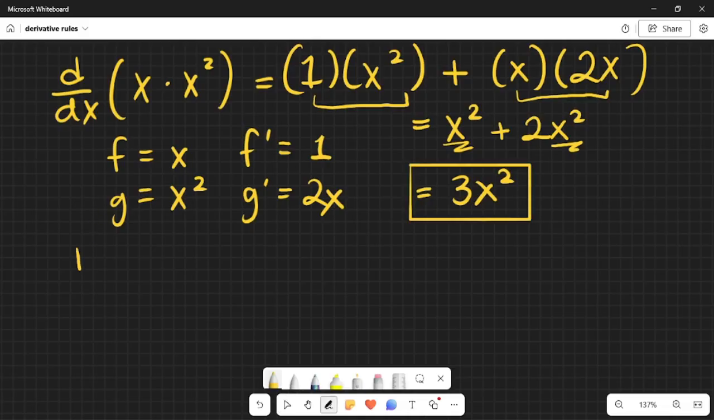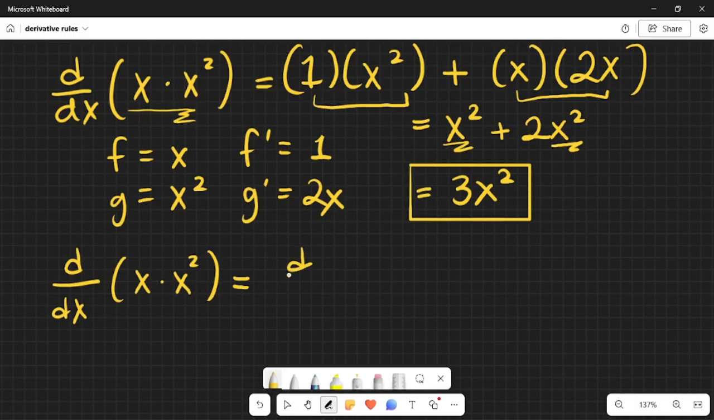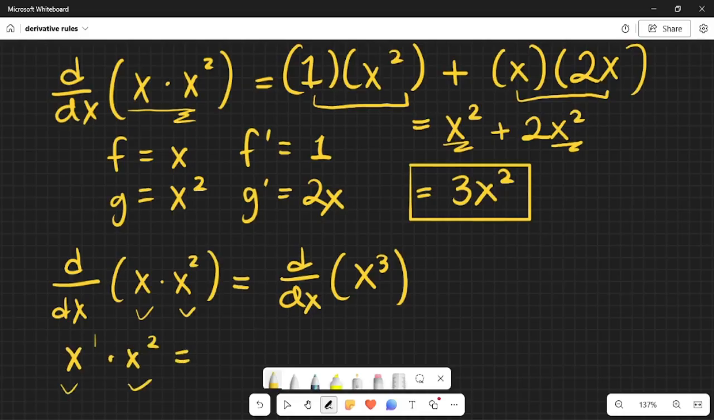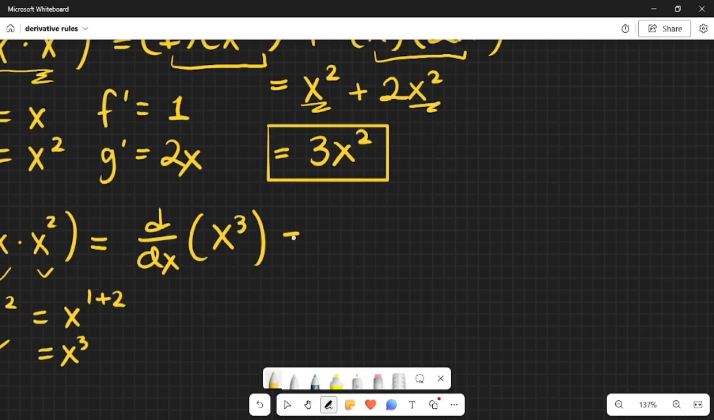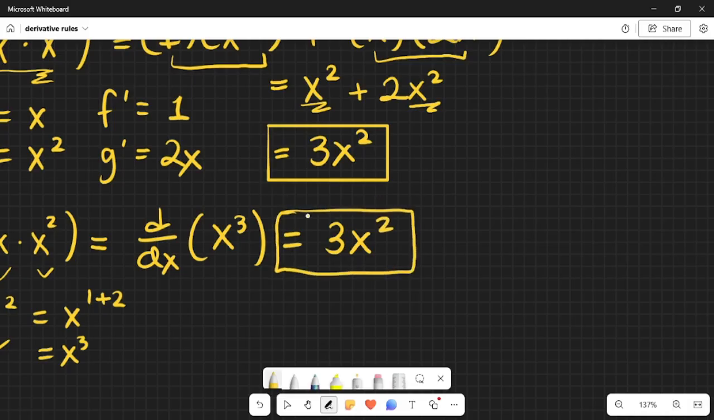Now take note that another way to solve this problem is you can just multiply it directly without using the product rule. So d/dx, we just multiply x and x squared together. Recall that when you multiply, all you have to do is add the exponents. So that would be x cubed. The derivative of x cubed using the power rule is we put 3 in the front, x, and then we subtract 1 from the exponent, which gives 2. Which yields the same answer as we got with the product rule.